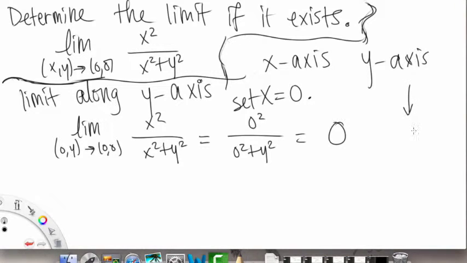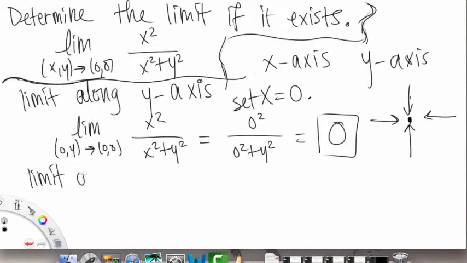So when you're coming at it straight up or straight down, okay? There's our origin on the xy plane. So that's that one. Now let's see what happens if we approach it along the x-axis, so from the left or the right. So a limit along the x-axis. That means we would set our y equal to 0. Okay, so let's see what happens now.